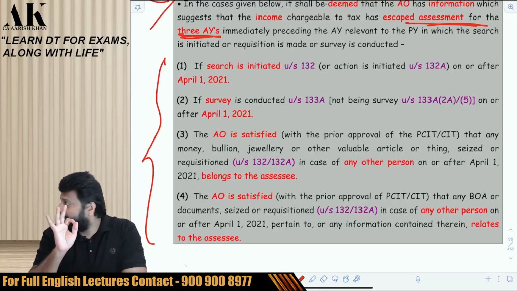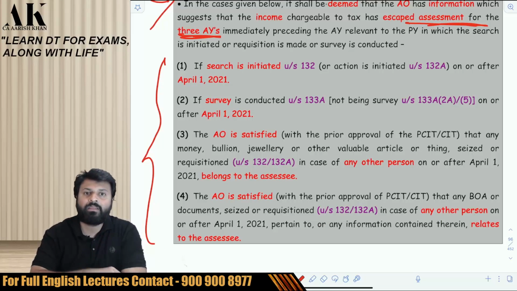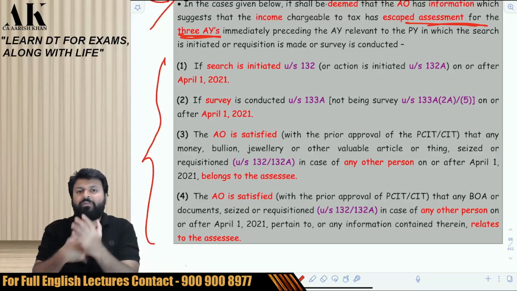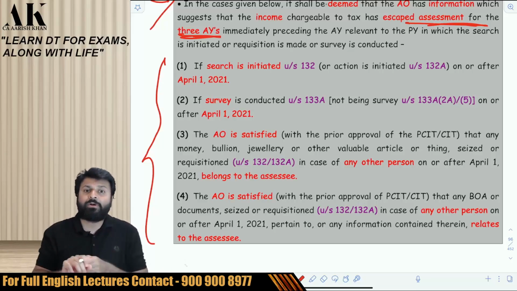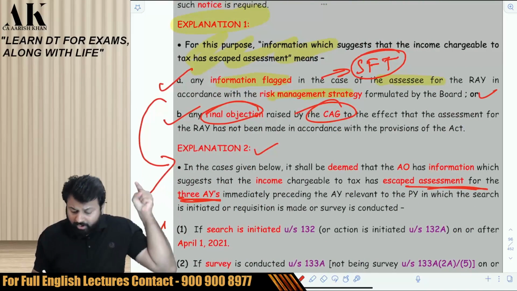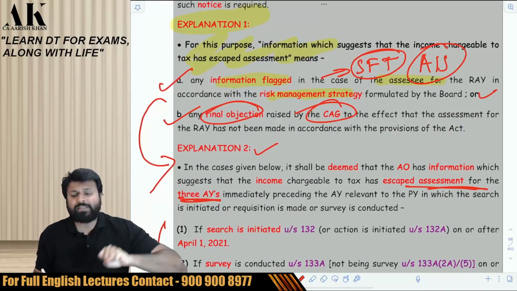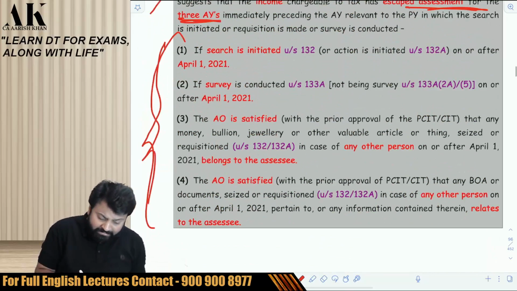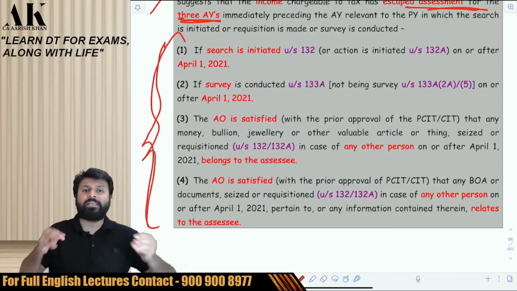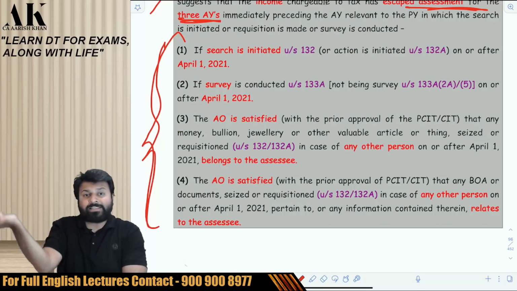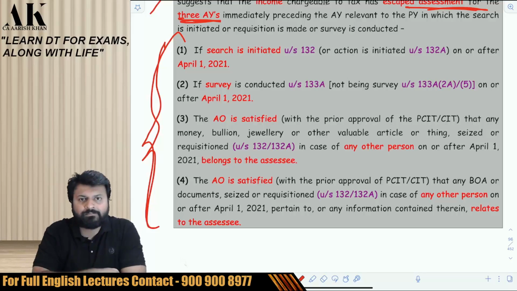Please, it's a complicated issue. It's not that easy to understand. By default, if the AO wants to serve your notice, he needs to have information which suggests that income chargeable to tax has escaped assessment, which means either it has to be flagged in SFT, or flagged in the Annual Information System, or there has to be a final objection raised by CAG. But in these 4 cases, there is no need to do all those things. He can issue a notice directly for 4 years. Whether inquiry under the next section will be made or not, I will tell you in a while. Which are those cases?